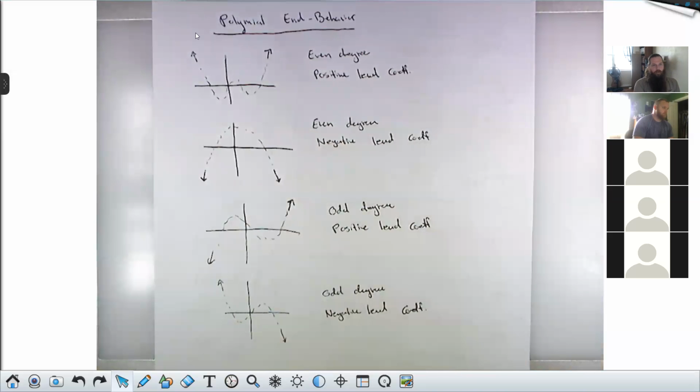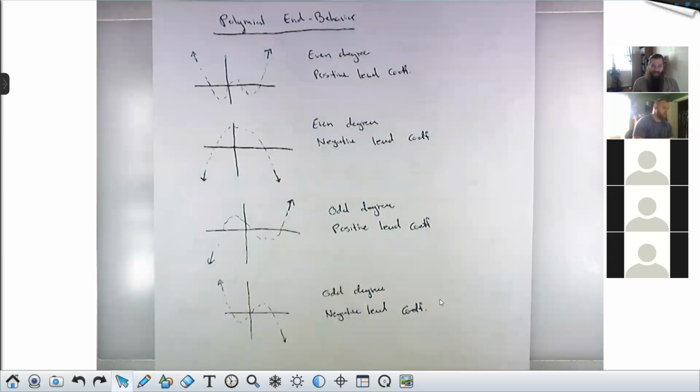So this kind of looks like how x squared looks, right? x squared goes up on both sides. That's an even degree and a positive lead coefficient. I'm not paying attention to anything in between, just the arrows on the ends. These arrows look like what negative x squared looks like. That's an even degree and a negative lead coefficient. These arrows look like the end behavior for x cubed. That's an odd degree and a positive lead coefficient. And these arrows look like the arrows for negative x cubed. That's an odd degree and a negative lead coefficient.